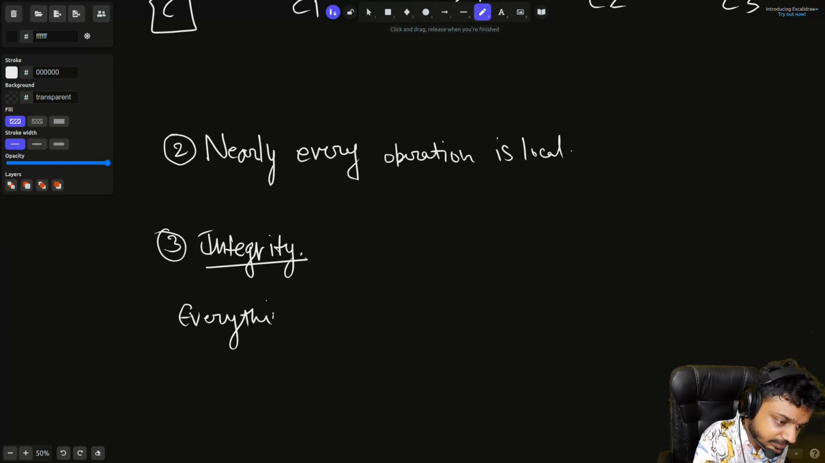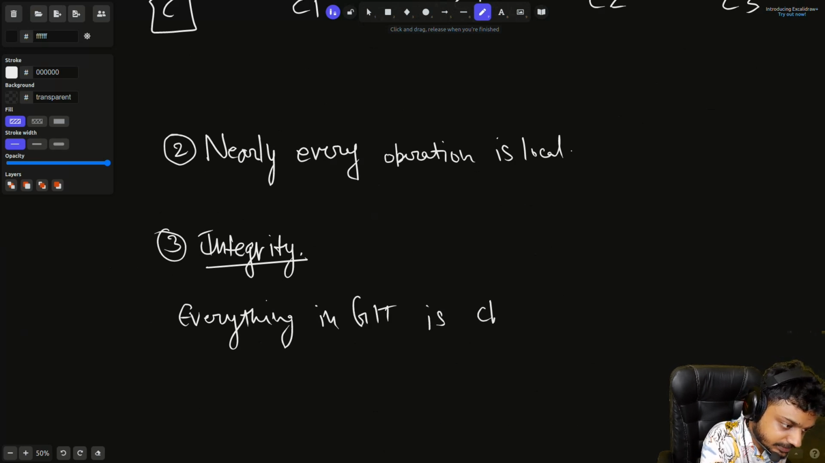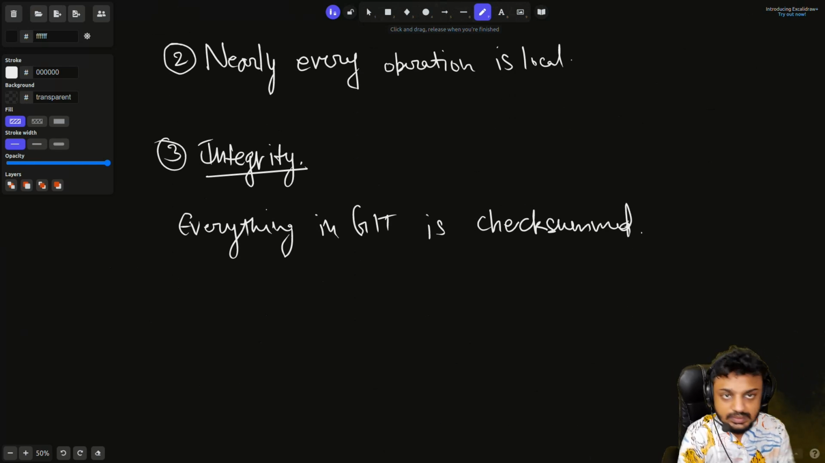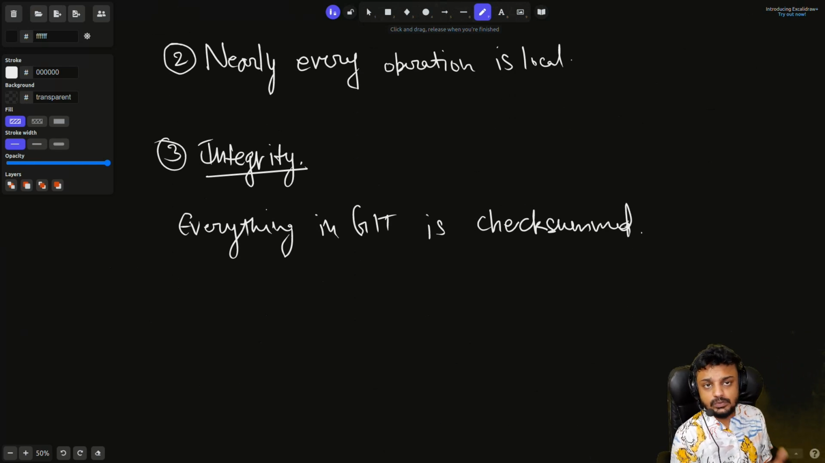And the simple reason behind that is that everything in Git is checksummed. Right. Because of that, you're not going to lose any data in transit. You're uploading some data, you're trying to get some data. You're not going to lose any data at that time, and you're also not going to get your file corrupted.